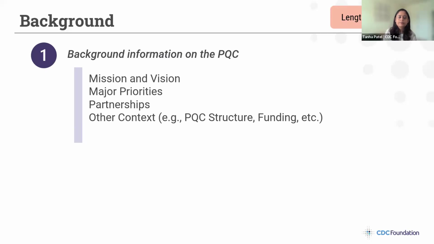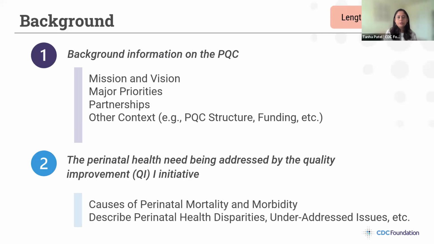Also, you need to describe the perinatal health need that your PQC is addressing, such as the major causes for perinatal mortality and morbidity, relevant health disparities in your area, and any perinatal health issues that are underaddressed or overlooked. Include data and any references that can provide context for this perinatal health need. This section should be about 2 paragraphs in length, but again, depending on how much history and background your PQC has, it may be a little bit longer.